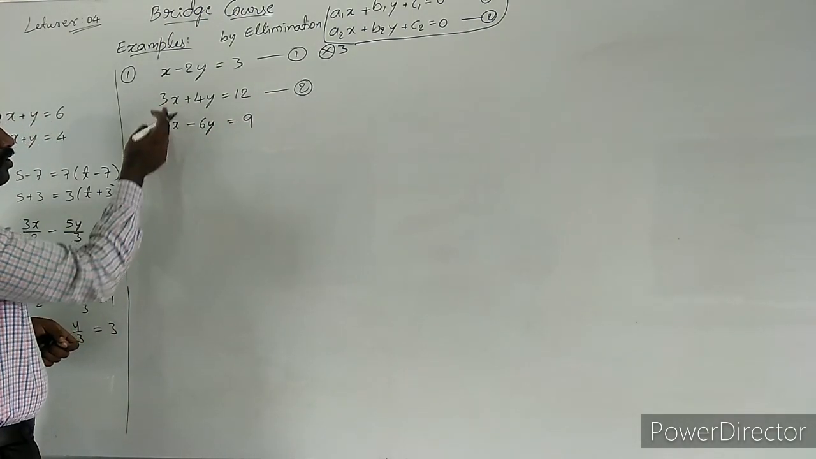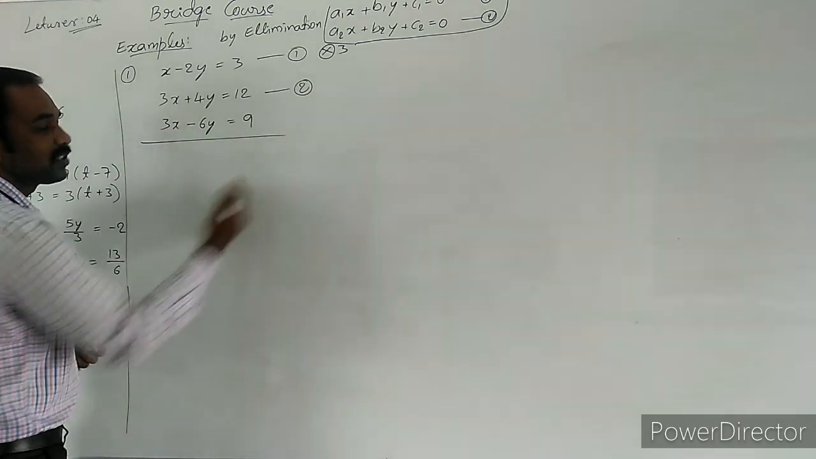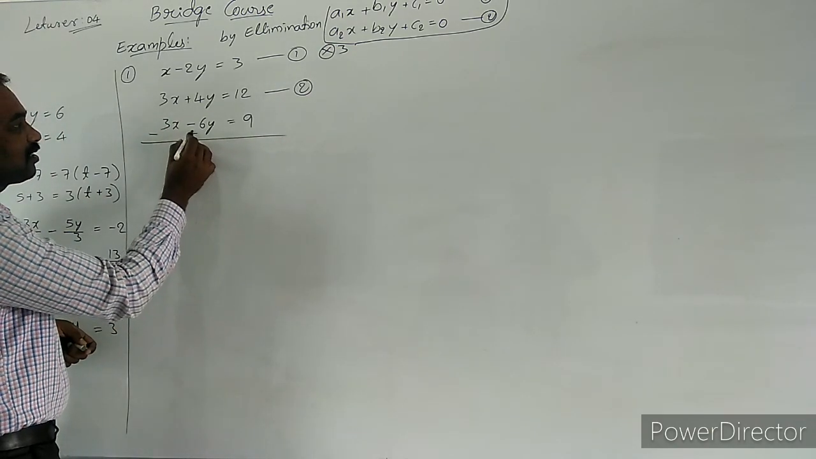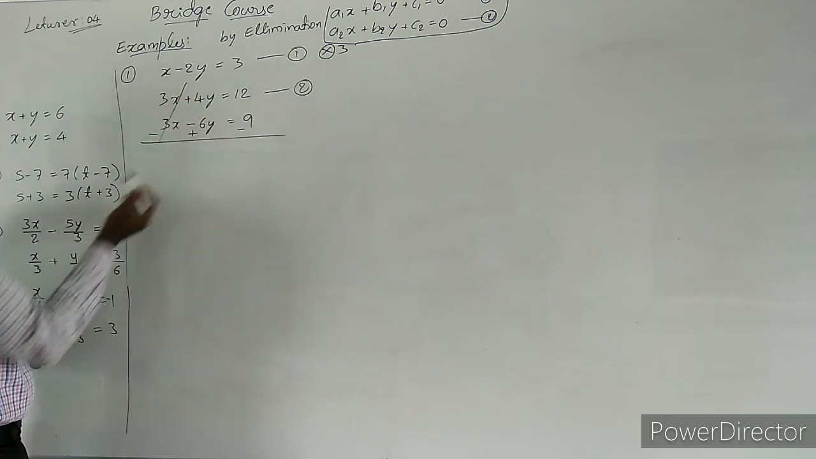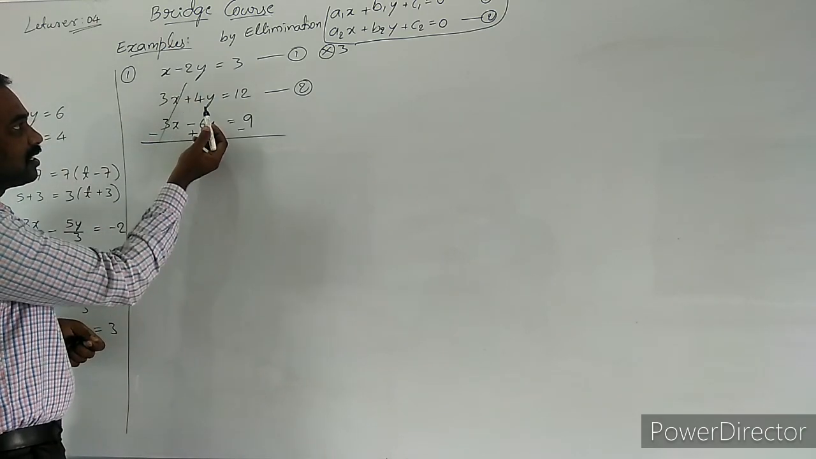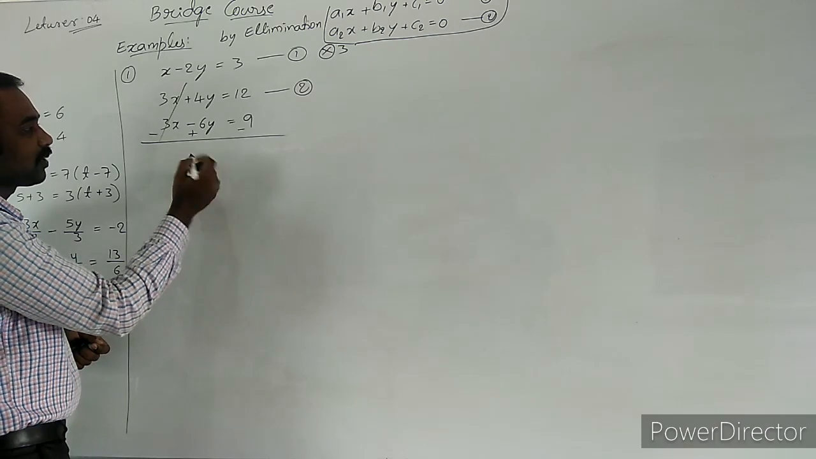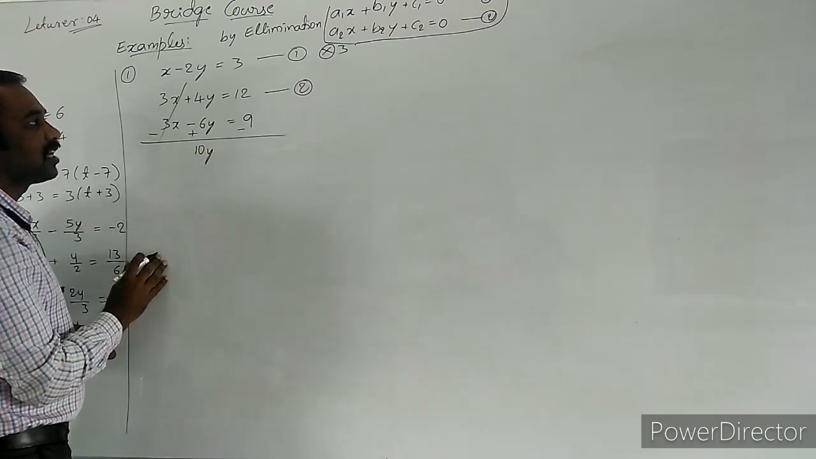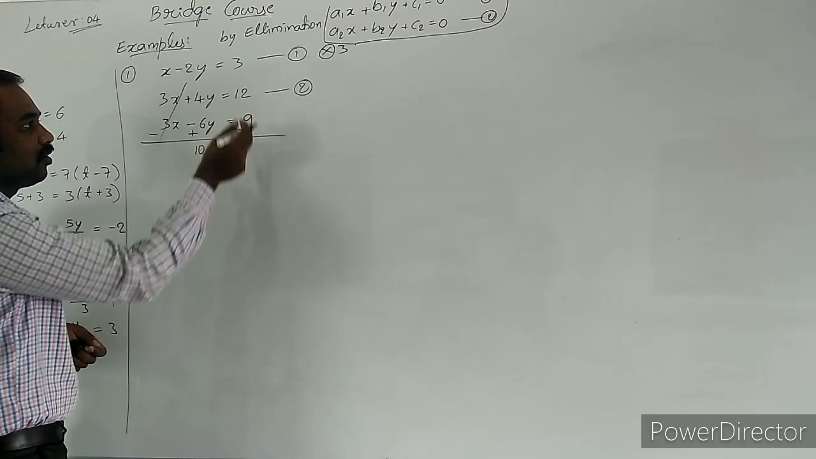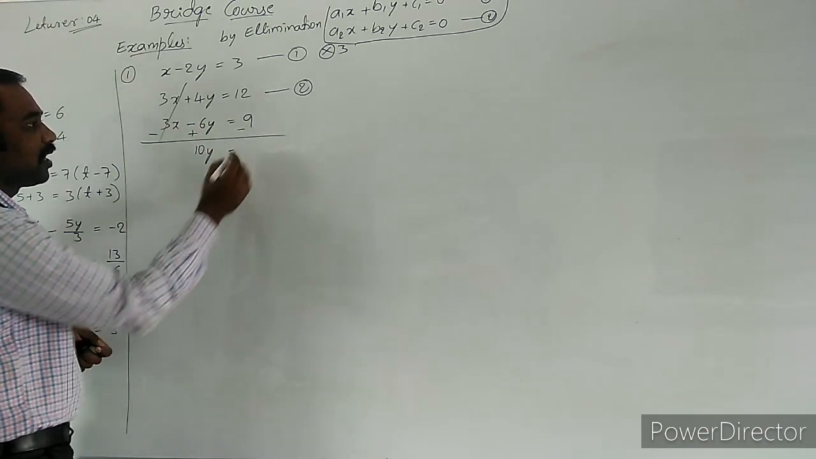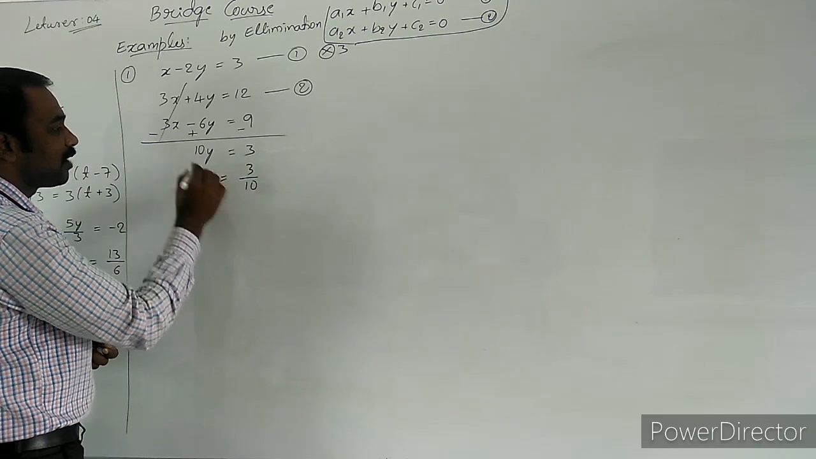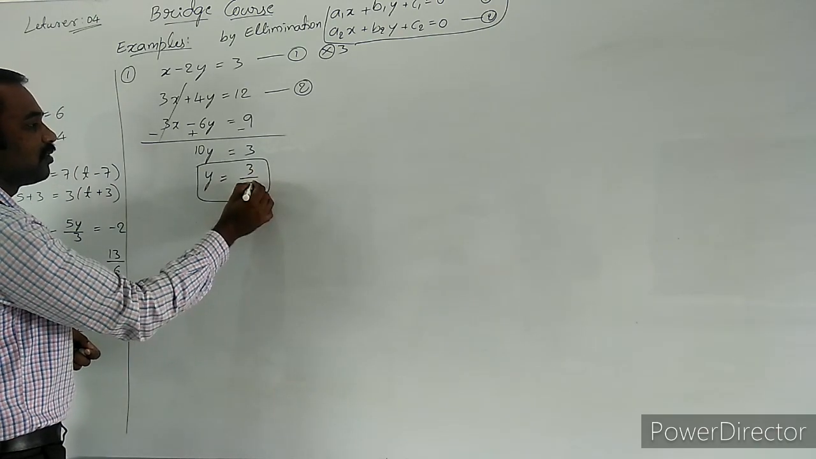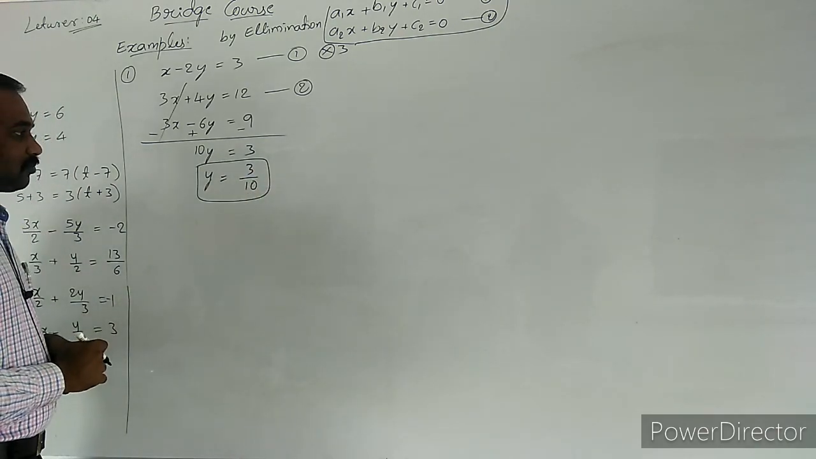Now the x coefficients are the same, so subtract, changing to opposite signs for equation number 2. What happens? 3x minus 3x gets cancelled. Here 4y plus 6y we can write as 10y is equal to 12 minus 9. 12 minus 9 is 3. So y is equal to 3 divided by 10. This is our y value.